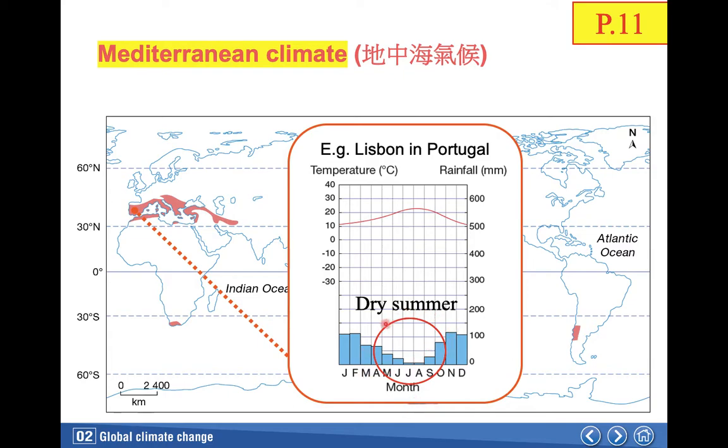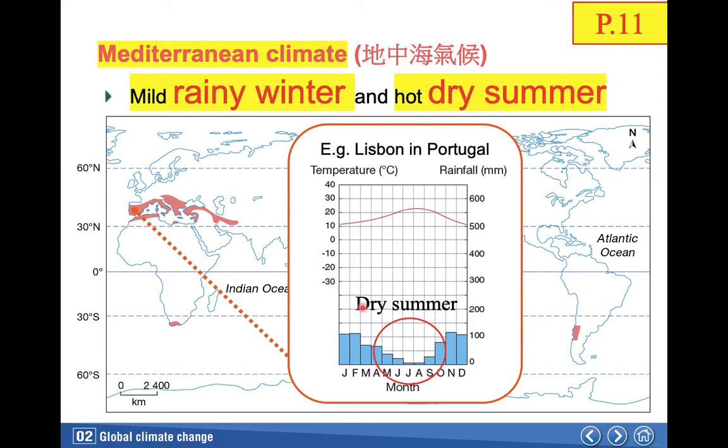You can see that in summertime the rainfall is really low, lower than 40 mm in these few months. Each month lower than 40 mm. So you could see they have a dry summer. But at the same time, in their winter they get around 100 mm rainfall in each of the winter months.